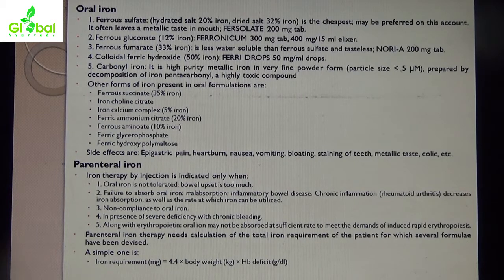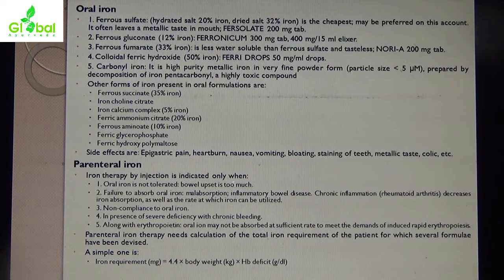Then colloidal ferric hydroxide has 50% of iron. When there is severe deficiency of iron, at that time we use ferric hydroxide. Carbonyl iron is high purity metallic iron in very fine powder form. Particle size is less than 5 micrometer. It is prepared by decomposition of iron pentacarbonyl, a highly toxic compound.